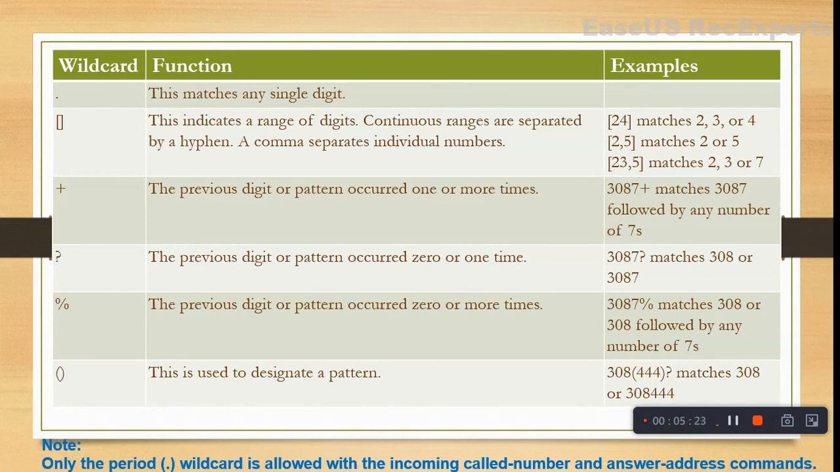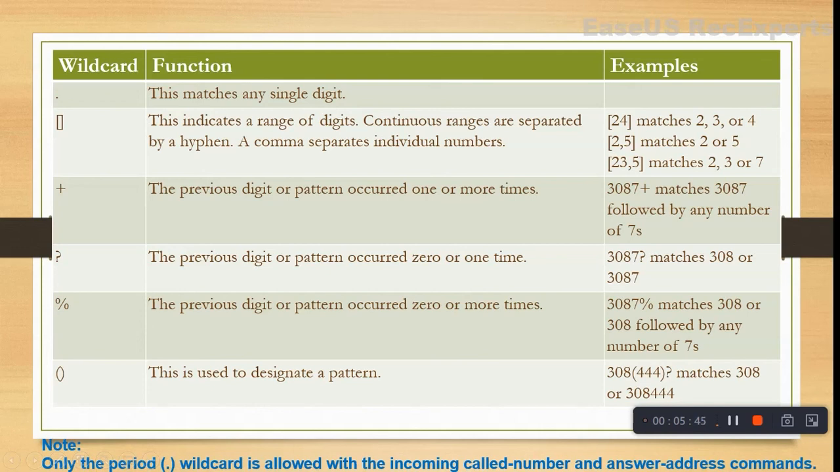One at a time. 2 comma 5 means it matches either 2 or 5. 2-3 comma 5 means it matches, sorry, it's not 7, it will be 5. So it matches 2, 3 or 5, it's not 7, it's 5, right?